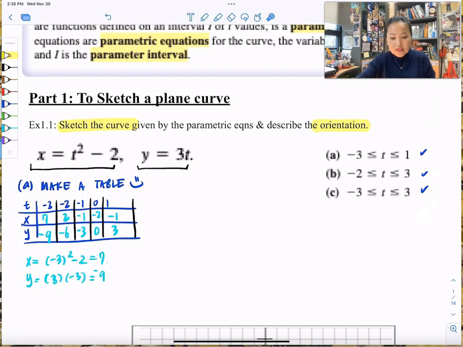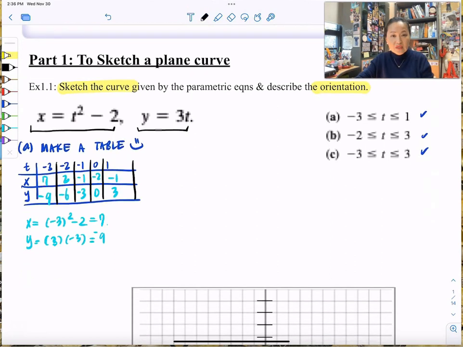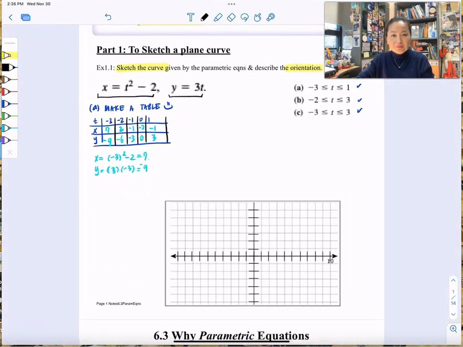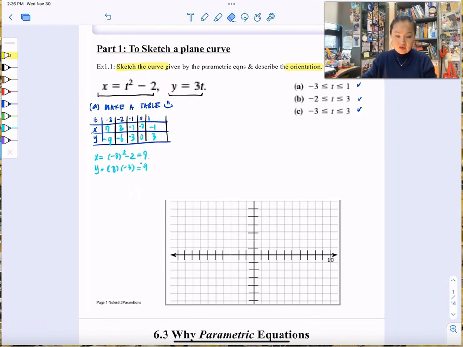So you know what we're going to do? We're going to sketch it. We've done a table. Now we know the values of x and y at t, right? So we're going to actually sketch it. Let's sketch it. Are you ready? All right. You sketch it the same way you know how. 7, negative 9. Oh, it's so ugly. Let's count, okay? 1, 2, 3, 4, 5, 6, 7. 1, 2, 3, 4, 5, 6, 7, 8, 9.